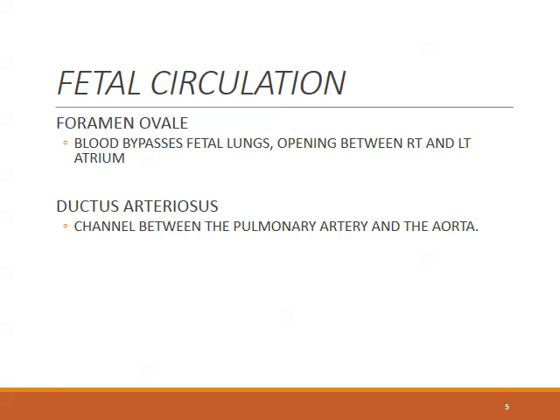Fetal circulation, you should have already gone over. So you know about the foramen ovale, where blood bypasses the fetal lungs, an opening between the right and the left atrium, and then the ductus arteriosus, the channel between the pulmonary artery and the aorta.